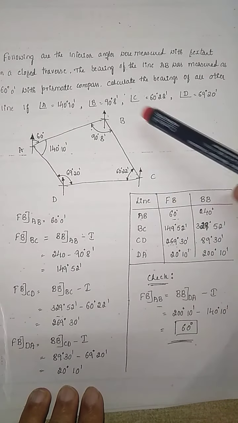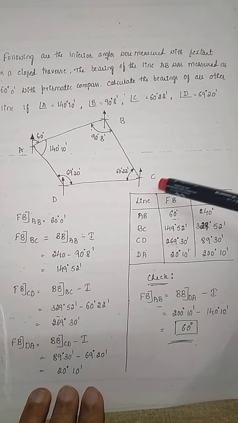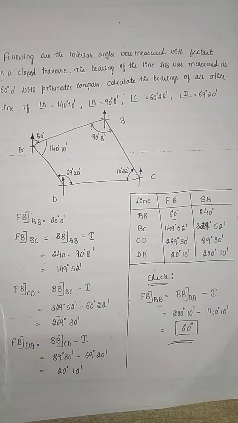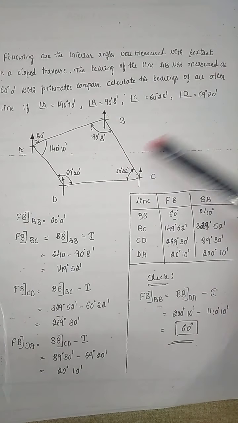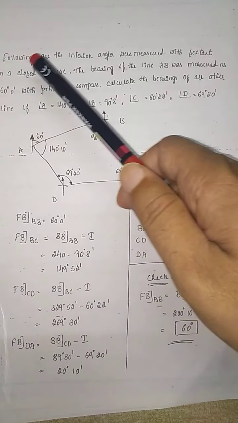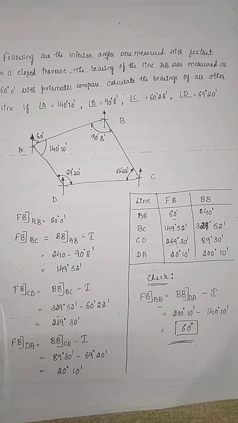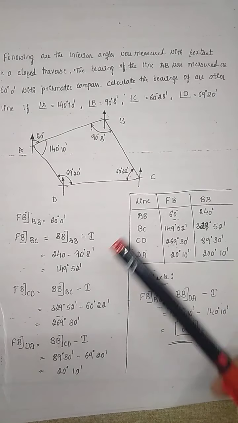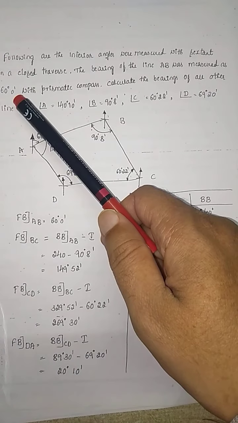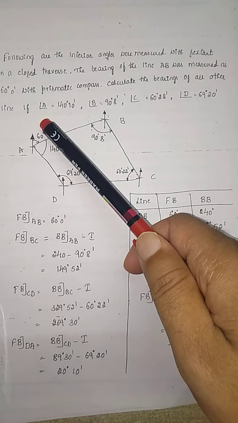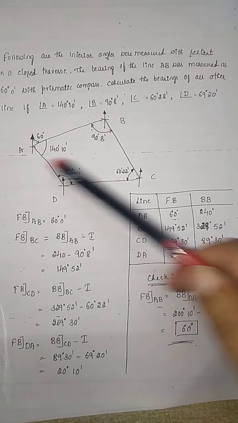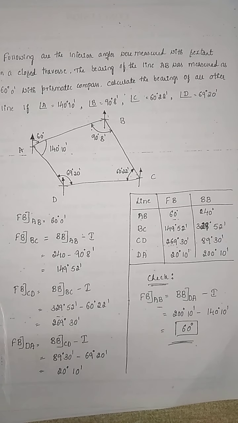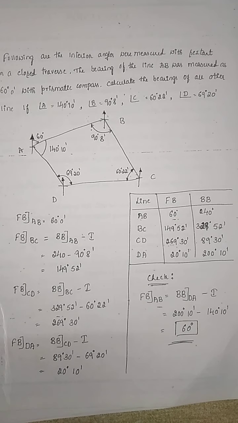So DA is known, AB is known, and BC is known, and CD is known. So what have you calculated? You have calculated the fore bearing of all the lines. Now what was asked in the problem? The interior angles were measured with the sextant in a closed traverse. The bearing of the line AB is given and you calculate the fore bearings. What you have done is, from the fore bearing you have calculated the back bearing, and from the included angle you have calculated the fore bearing by using the formula. This is how you have solved the problem: from the known included angles and one known bearing, you have found out the fore bearings of the traverse.